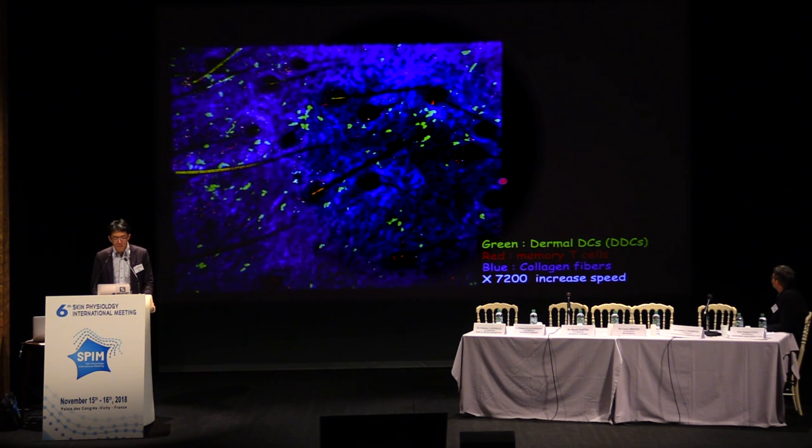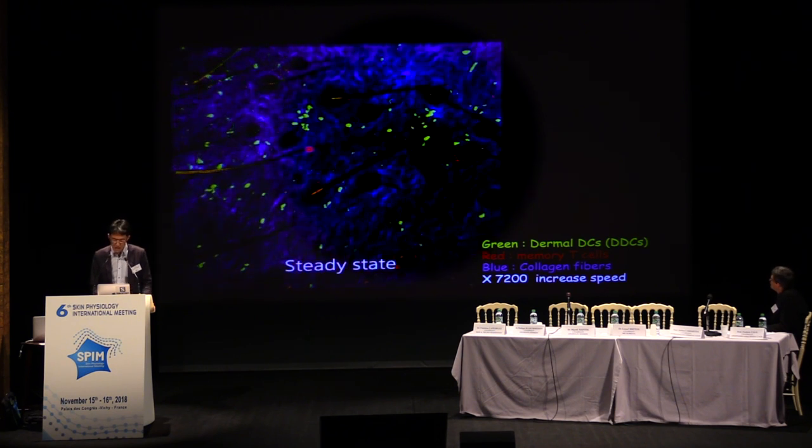And so green is dendritic cells, and then memory T cells in the blood start to accumulate after contact dermatitis elicitation.